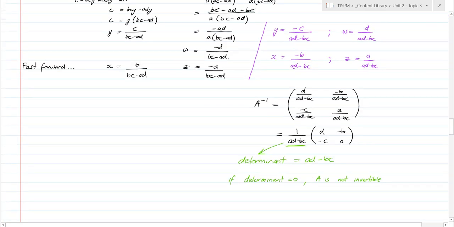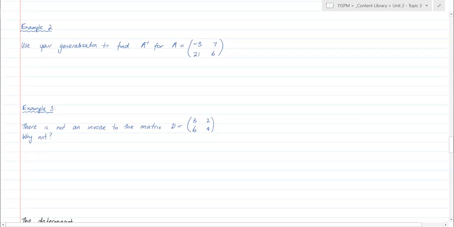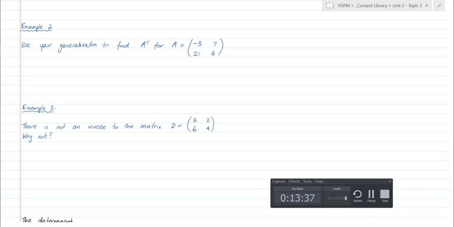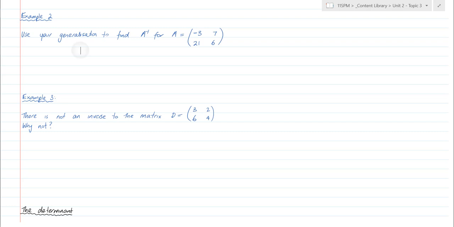So a couple of examples. I'm actually going to break this up. Oh, no, I might break it up later. I'm going to break it up at 13 minutes. So example 2, use your generalisation to find A inverse for A equals that. So I'm going to give you a minute to do that. See how you go.